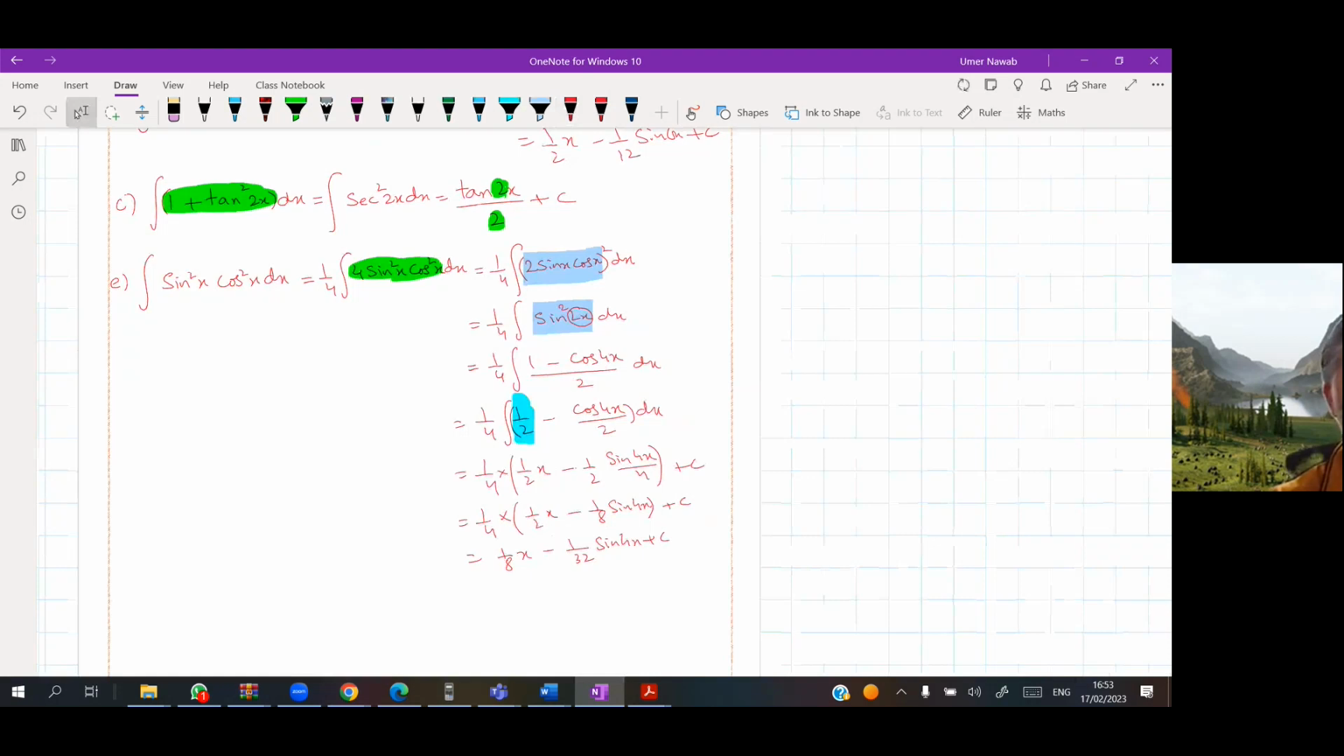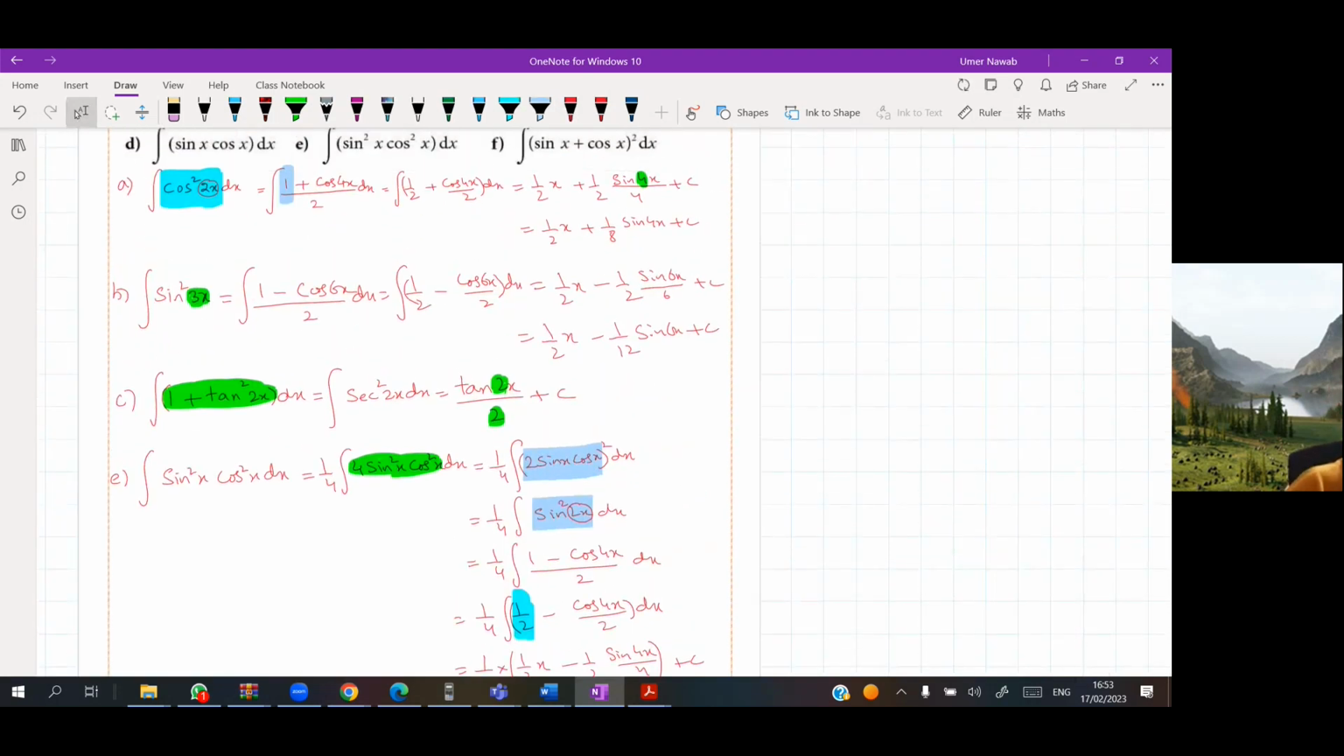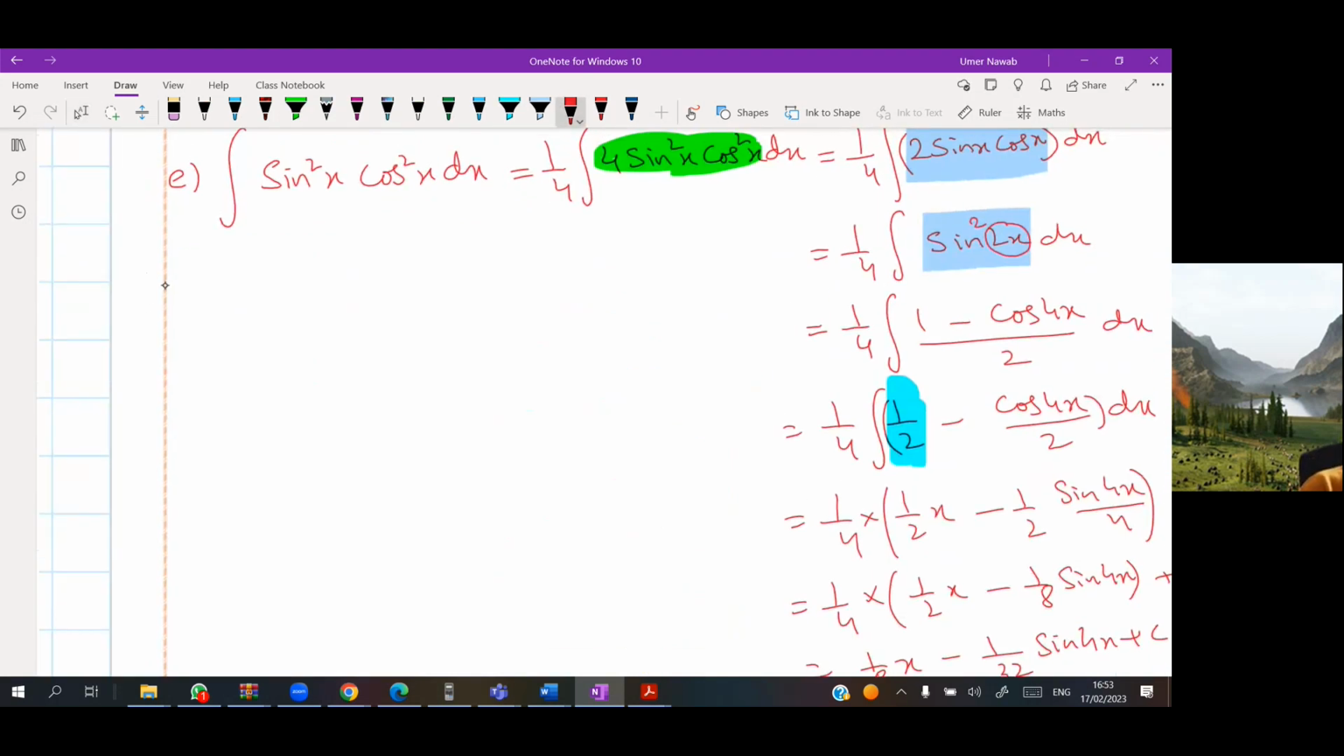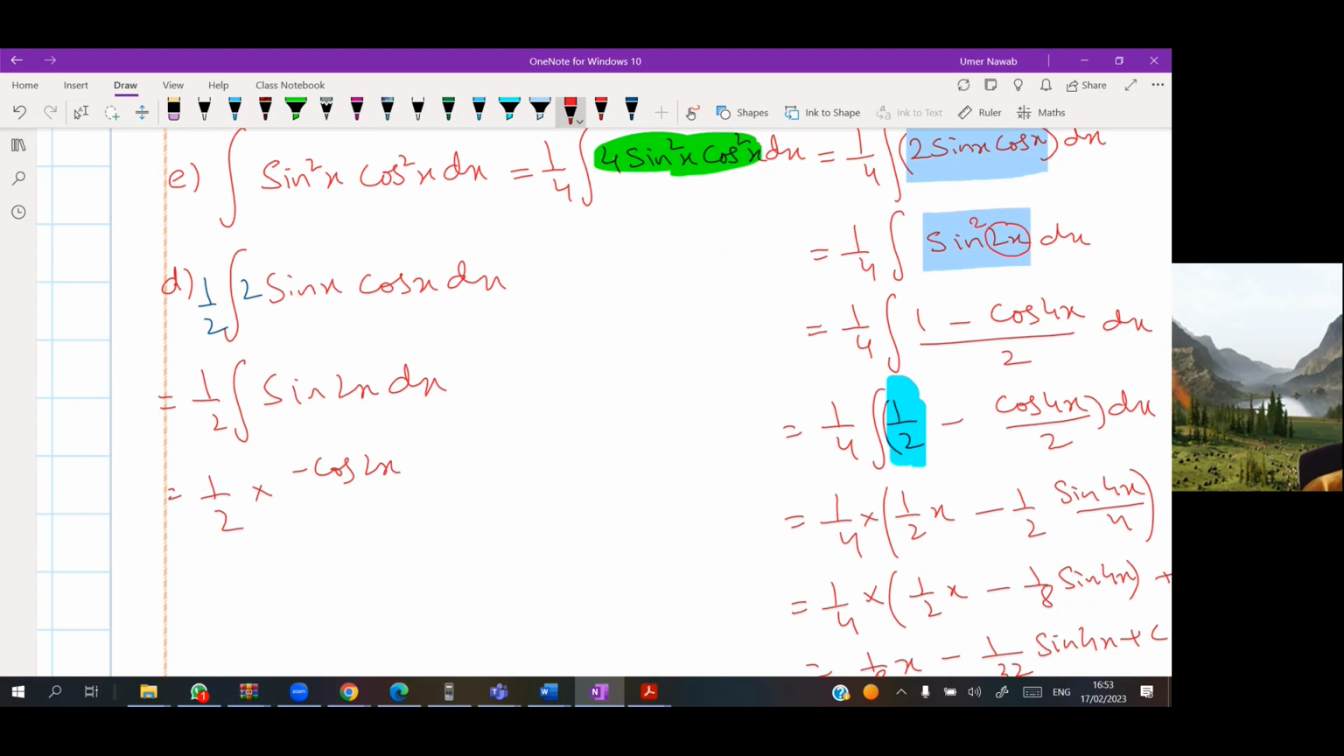So the question is longer, but I hope you understand it well. A, B, C, D. I think I didn't do this, but let me do the D part also, because I missed out this D part, sine of x and this is cosine of x. I'm going to multiply and divide by 2. So this is 1/2, and 2 sine x cosine x is basically equal to sine of 2x, and the integration of sine 2x is minus cosine of 2x divided by 2 plus c. Final answer: minus 1/4 cosine of 2x plus c.